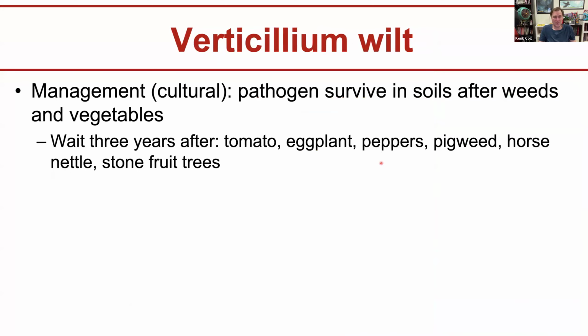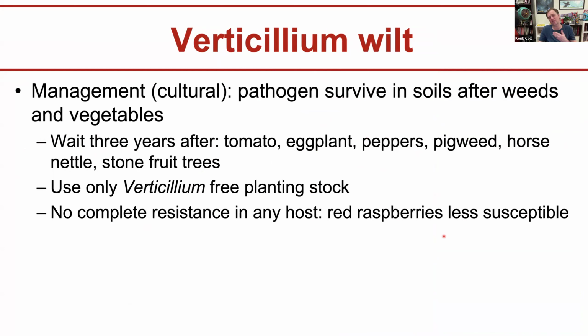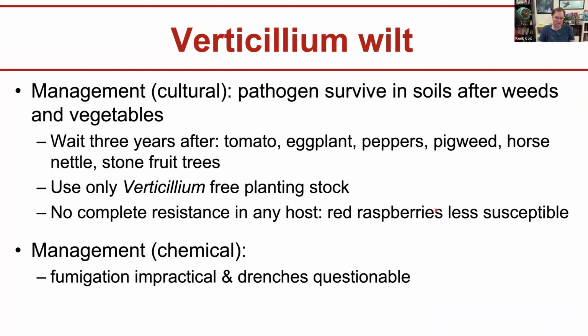How do you beat this thing? It can survive for years, unfortunately. Wait 3 years if you plant any of these things: eggplants, peppers, if you have pigweed, if you've got nettle, stone fruit trees. Look for replanting stock. There's no resistance. Switch to red raspberries. They get the Phytophthora. They don't get the verticillium as much. There's nothing to really do about it, which is kind of very sad.